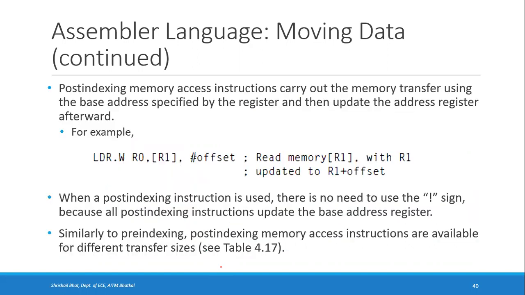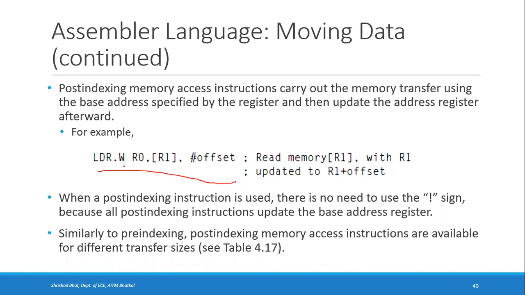There is also another concept that is called post-indexing. Post-indexing means after performing memory access, you are going to update the register. Here there is no exclamation sign because it is always updated. The base register is always updated. Post-indexing carries out the memory transfer using the base address specified by the register, and then updates the address register afterwards. So this is one example of post-indexing.